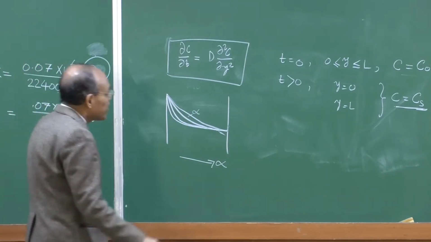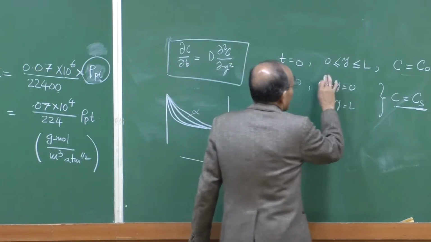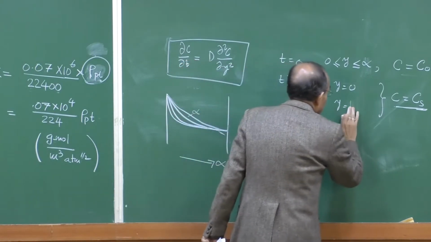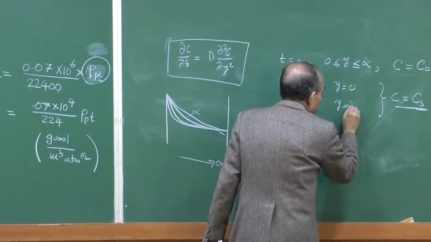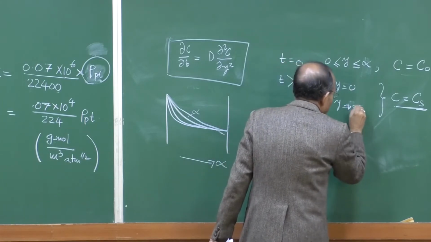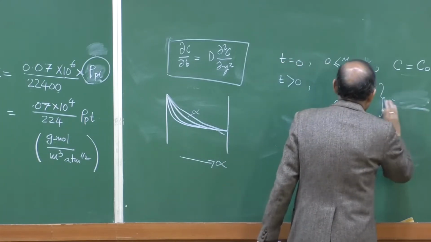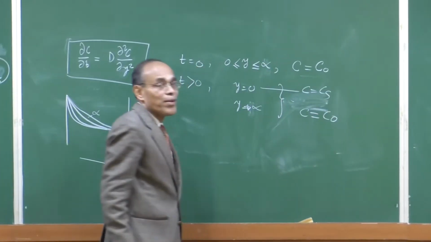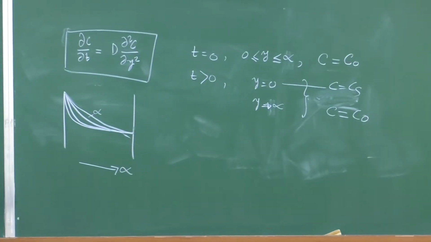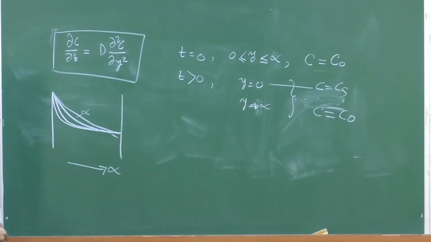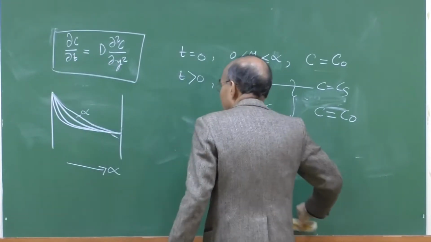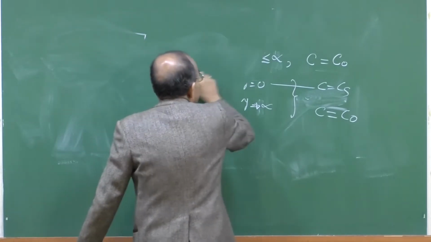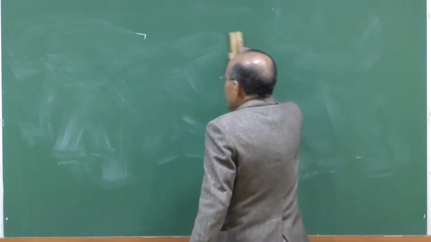So, in that case, if it is a semi-infinite domain, the boundary condition will change, and I will say that at y tending to infinity, or very large, C is equal to Cs, and the initial concentration will remain; the boundary conditions will change. Now, with this little background, let us pose a problem, and it is about diffusion of carbon in steel. Let us say that we have a slab geometry.